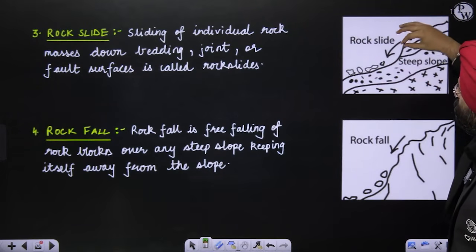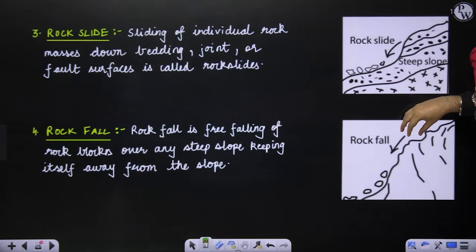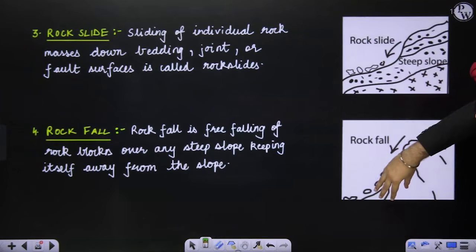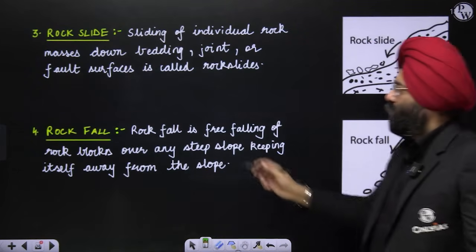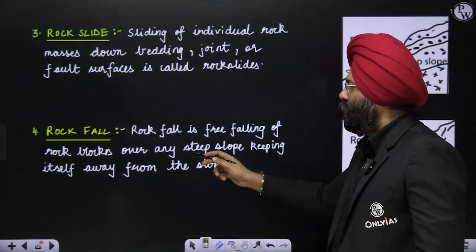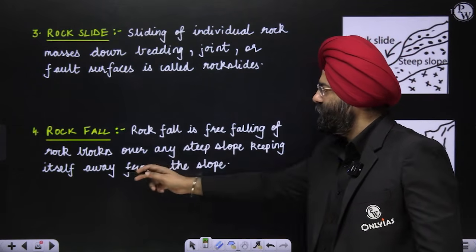They are basically moving down. This is known as rock slide. Supposing a rock is over here and it has fallen down. This is known as rock fall. Rock fall is free falling of rock blocks over any slope, keeping itself away from the slope.